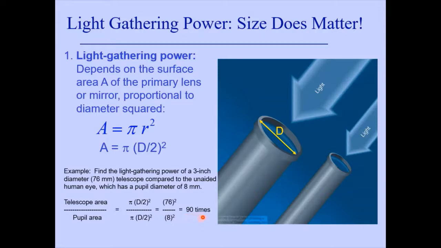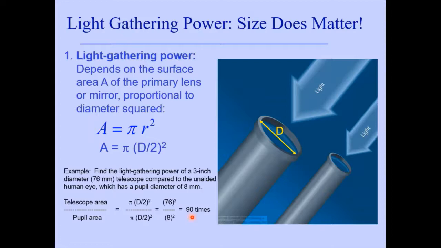So what does this number mean? This means that a small little 3-inch diameter telescope collects almost 100 times as much light as your eye does. So that means things will be 100 times brighter, and it'll collect that much more light.